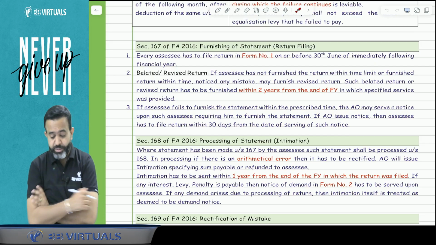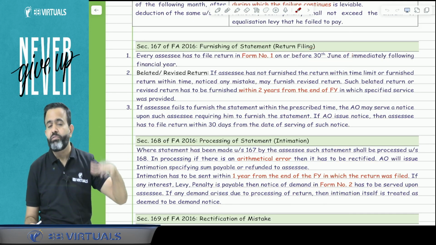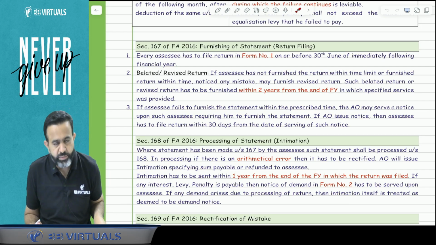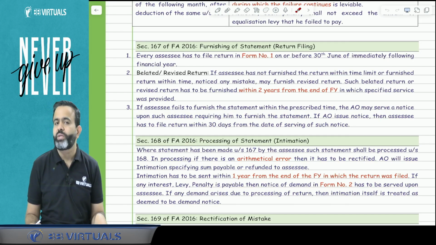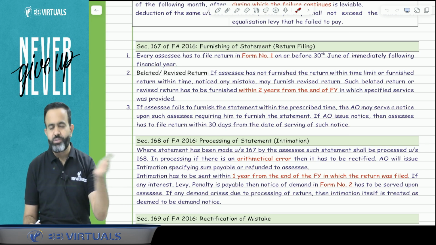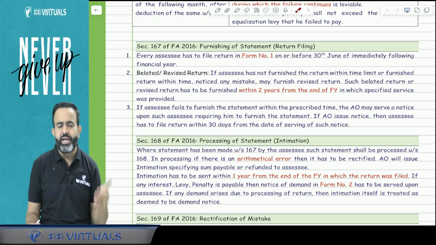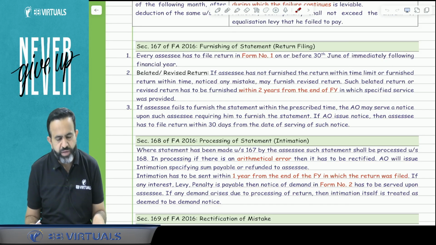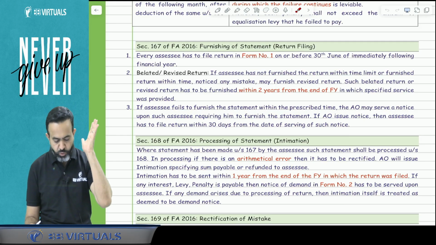Or suppose, sir, return is not filed till 30th June of the immediately following financial year, then sir, can we file the belated return? Answer is yes, that belated return or revised return can be filed, and here time limit is 2 years from the end of the financial year in which service was provided. So if online advertisement service is provided in the current year, then this year end will be the 31st March 2025, then 2 years you will count, then 31st March 2027. You got my point or not?